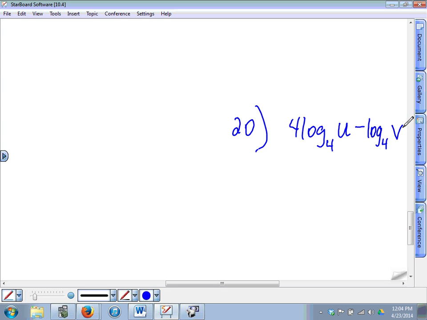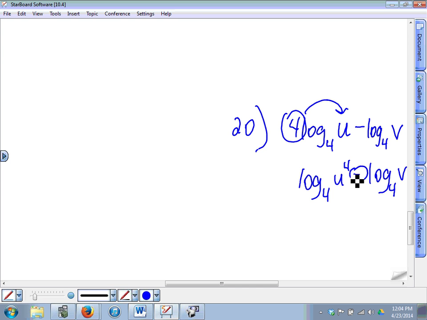Before you can actually put them together again, you got to move all the numbers back up top. Like this 4 right here, it's got to go somewhere. Where does it go? Goes back up. So it's log base 4 of u to the 4 minus log base 4 of v. So now that you've taken care of that, now you can condense. Because there's a minus sign between them, we're going to divide.